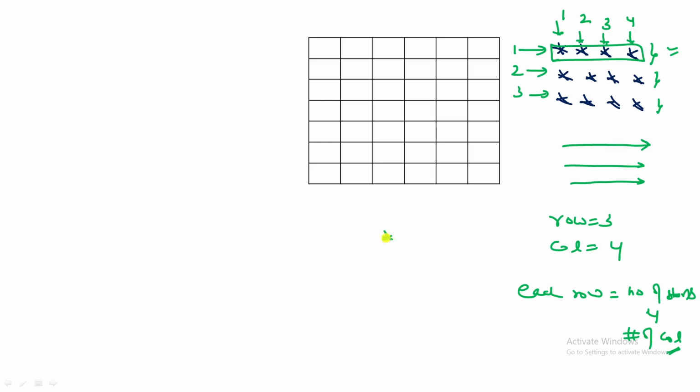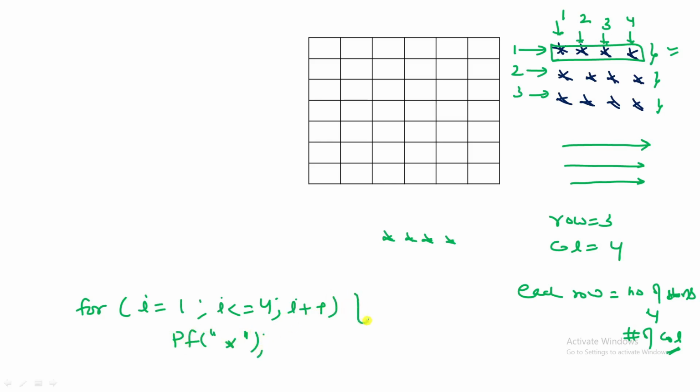So if I give you a simple question to print 4 stars, how will you do it? You will say for i equal to 1, i less than equal to 4, i plus plus, and then printf star. This program will print 4 stars, and if I say you have to print 5 stars, you will say, okay, instead of 4 I will apply 5, and then 5 stars will be printed.